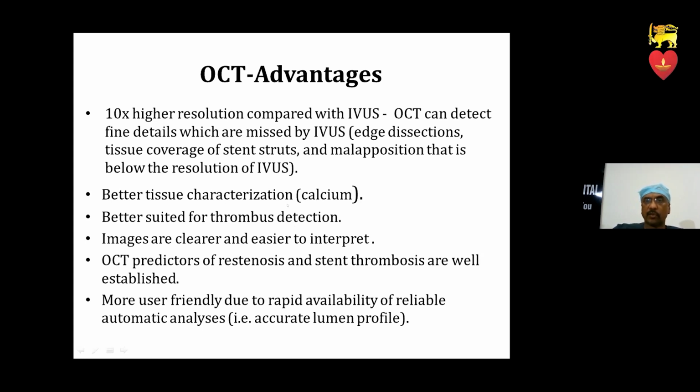It's better suited for thrombus, as we saw. Images are very clear and relatively easy to interpret. And nowadays, the restenosis predictors are well established. Basically, it's extremely user friendly.